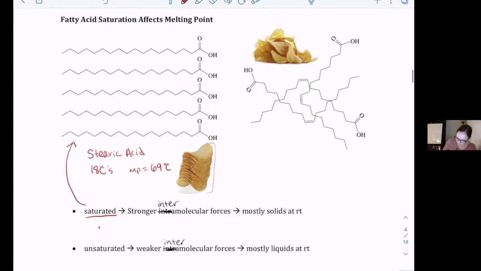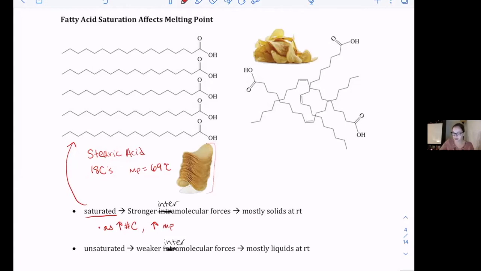So just a general rule, as you have a higher number of carbons, you have a higher melting point with these. More carbons means more stuff packed right in that same area. So you have a higher melting point because there's more intermolecular interactions.